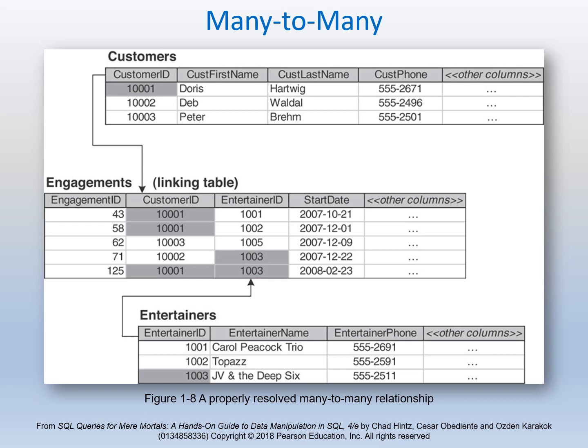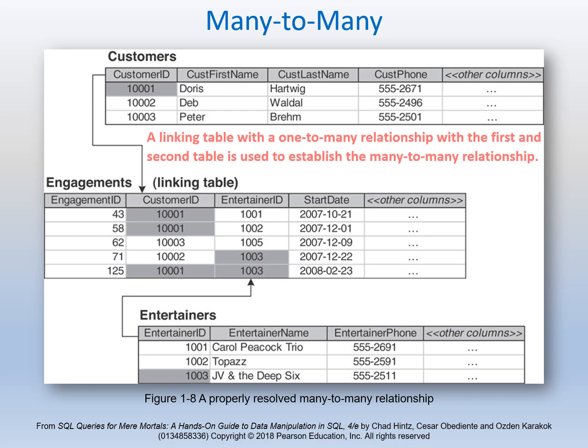Now we have the relationship of a customer with many engagements. That's a one-to-many. And from the bottom here, we have an entertainer with multiple engagements. This is a one-to-many. So we have resolved the many-to-many between customers and entertainers by creating a linked table, and the linked table allows us to have a one-to-many between customers and engagements, and a one-to-many between entertainers and engagements.